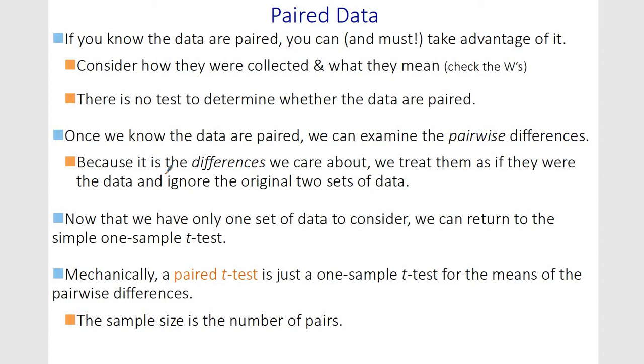So you take your two data sets and you subtract them, and that's your new data set, which is now essentially a one sample t-test. Okay, so that's what we're doing with paired data.